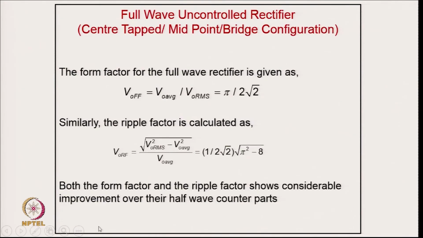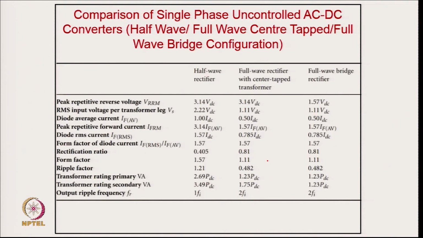So, coming to full wave uncontrolled with the center tap midpoint connection. So, these are the calculations for the output, and these are the different ratings for different kinds of these conventional rectifiers, the ripple factor, transformer utilization factor and so on.